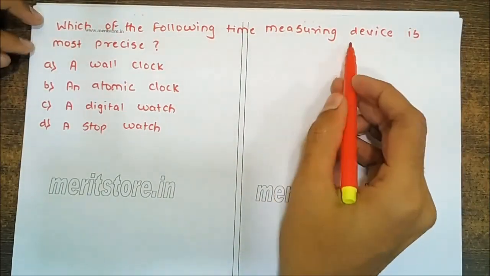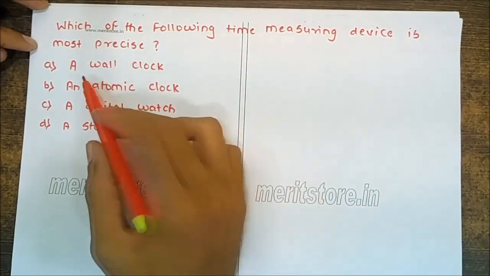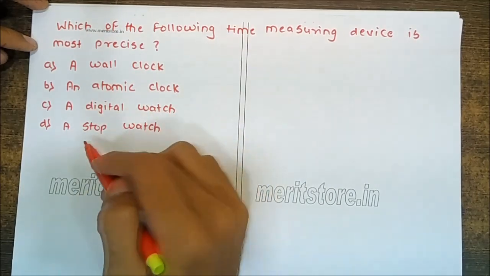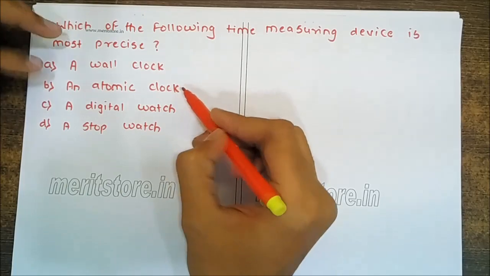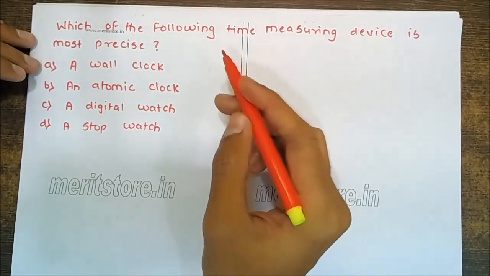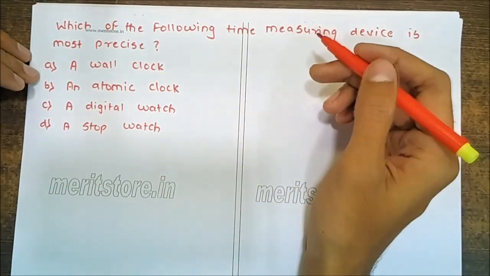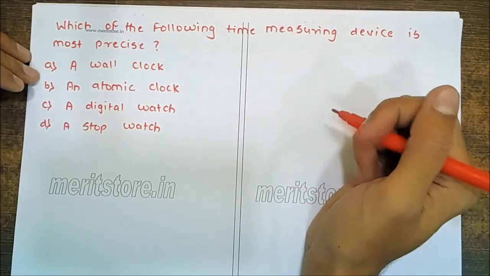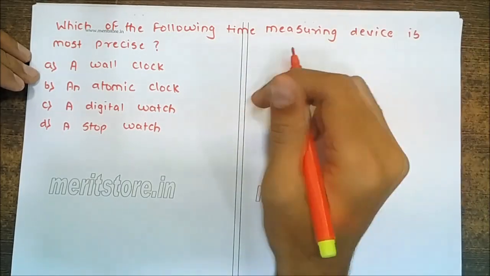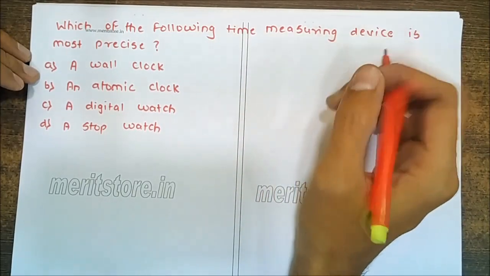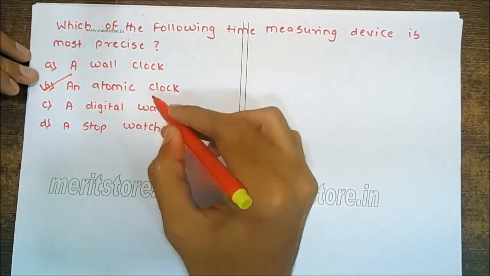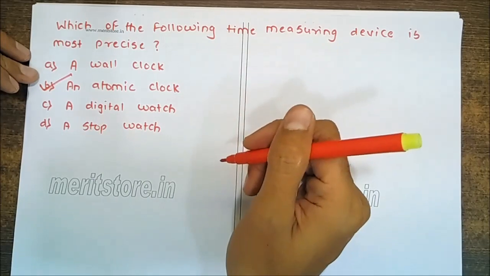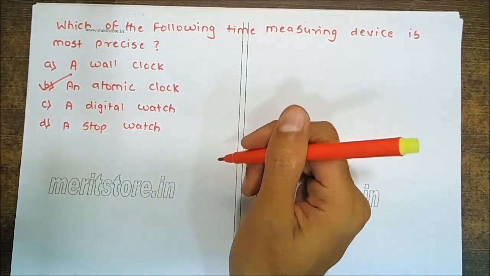Which of the following time measuring devices is the most precise? A wall clock, an atomic clock, a digital watch, or a stopwatch? Basically, the correct option is an atomic clock, obviously, because an atomic clock is the most precise time measuring device, just because the atomic oscillations are repeated with a precision of 1 second in 10 raised to 13 seconds. So B is the correct option, the atomic clock, which is the most precise time measuring device.